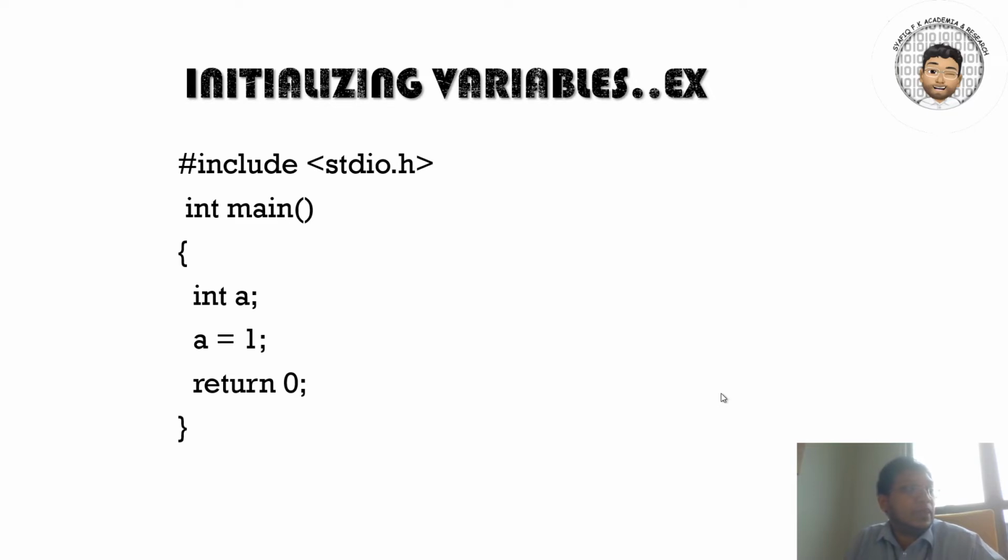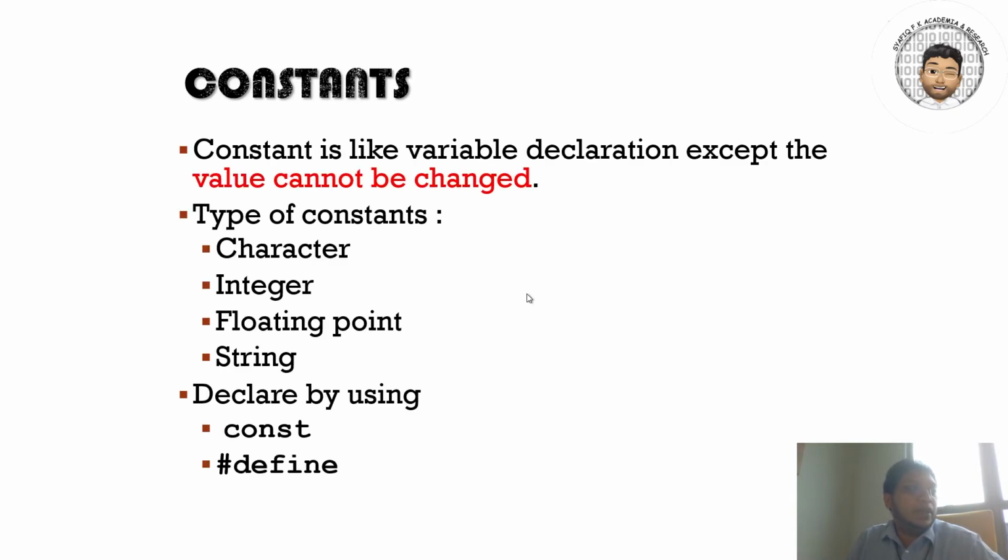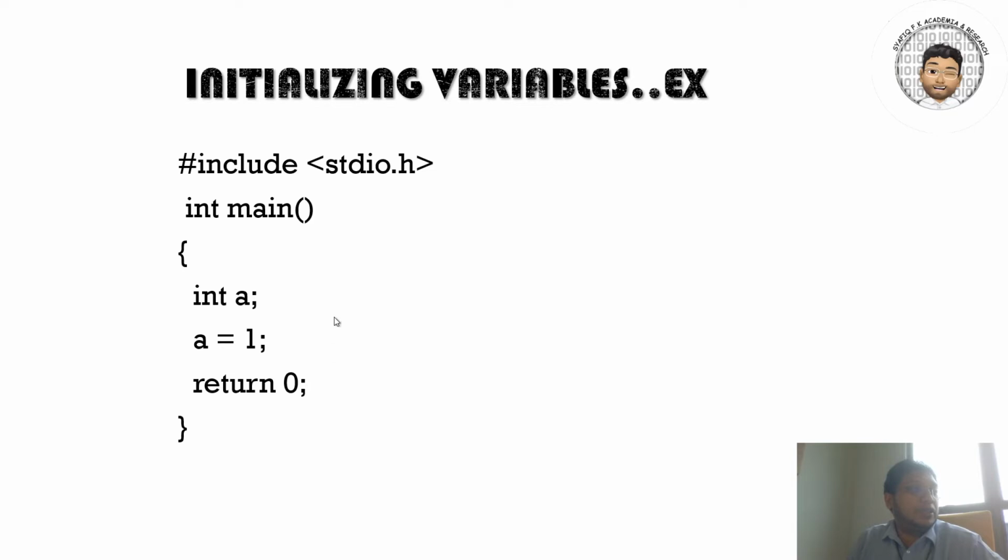Array. And then for variables, like this one, we have include stdio.h, integer main, integer a equal 1, return 0. So this is how you define the variable.